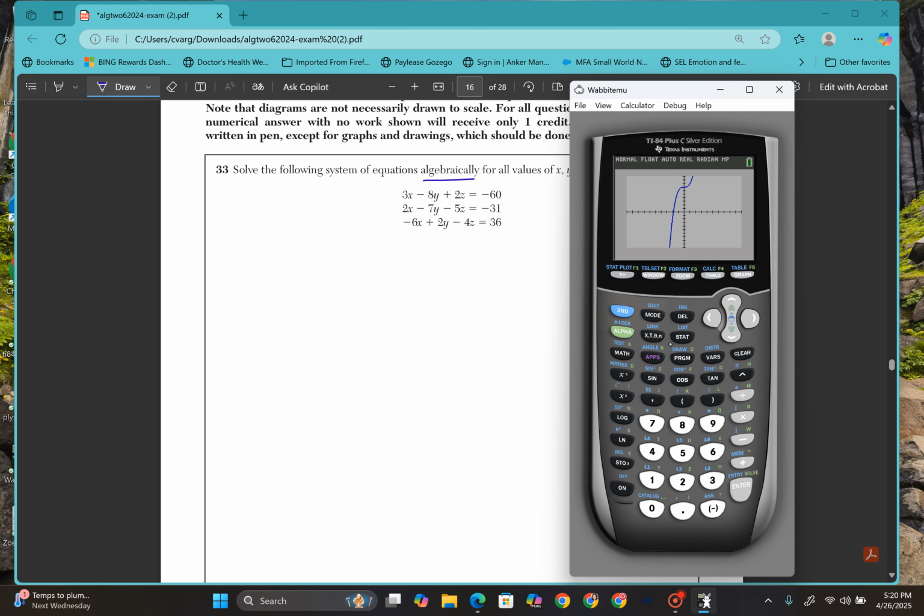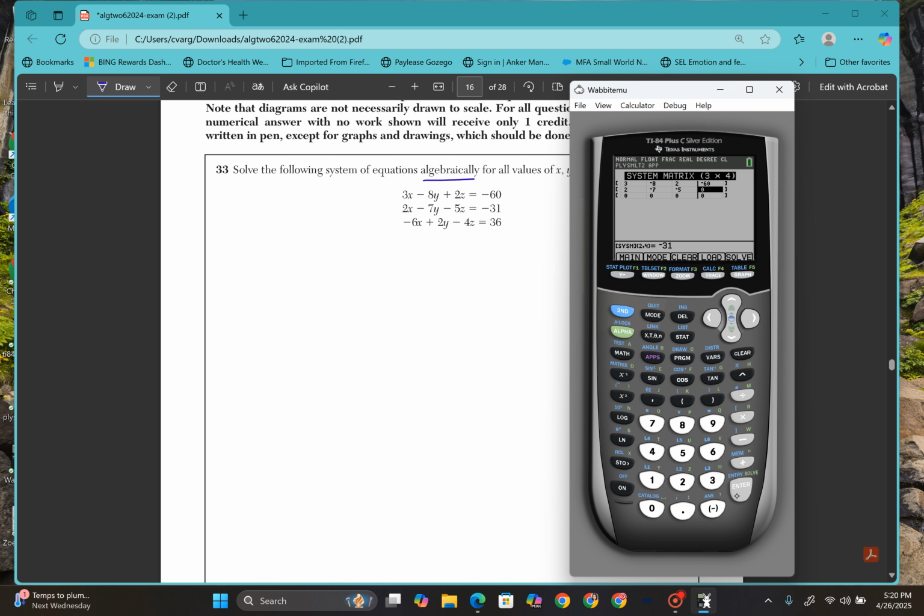I want to remind you that if you hit apps and went to PolySmlt 2, and then went to the simultaneous equation solver, this would give you 1 point out of 4, right? You're going to 3, going over here to 3, and plugging in these numbers. So instead of 3x, you plug in 3, then hit enter, -8, enter, 2, enter, -60, enter. You see what I'm doing? Again, this will give you 1 point, but listen, 1 point is better than no points, right?